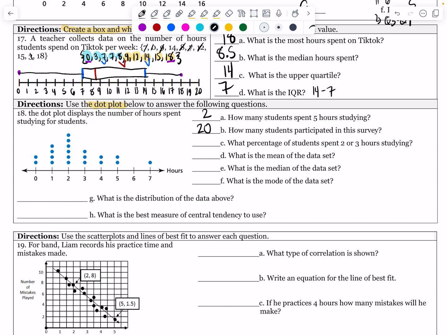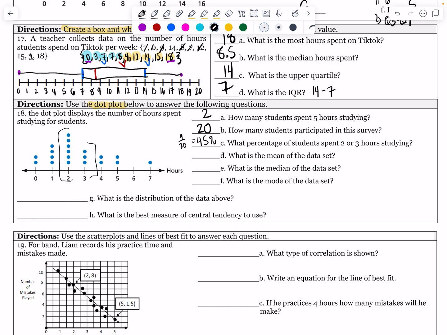What percentage spent 2 or 3 hours studying? That's going to be this amount. So that's going to be 1, 2, 3, 4, 5, 6, 7, 8, 9. That's going to be 9 out of 20. And then we're going to turn that into a percentage. That's going to be about 45%.